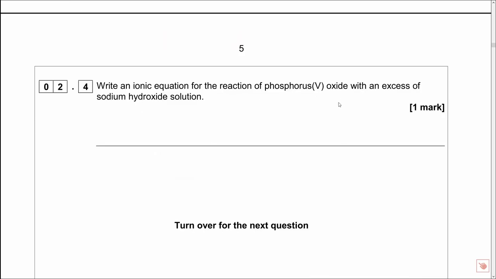Write an ionic equation for the reaction of phosphorus 5 oxide with an excess of sodium hydroxide solution. So, phosphorus 5 oxide, P4O10, we're reacting it with sodium hydroxide solution. And we're basically going to be producing our phosphate ions and water. This is one of those equations that I think you've just got to know. And it's the whole period 3 oxides and reactions. I hate it as a topic. I think it's really bitty.